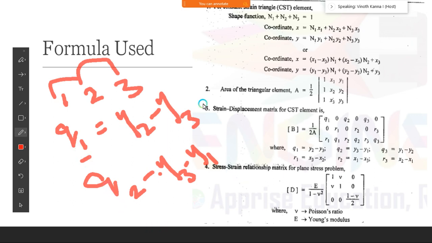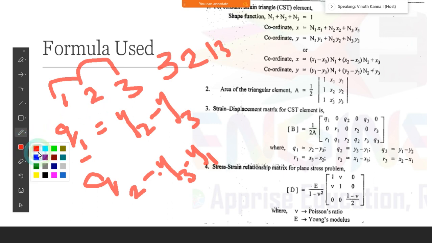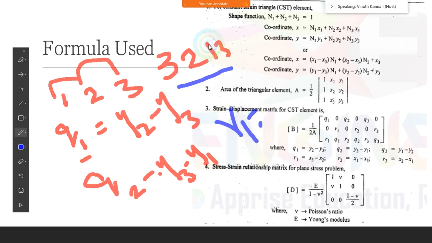Next you go with R1. So for R1, R2, R3, you need to reverse: you have to go with 3 2 1, again 3, like this. Then it is quite easy to mark up. So 3 2 1 you go now. First you have to find R1. So R1 value: 1 after 3, then 2, then after 3 comes 2, like this. So R1 is equal to x3 minus x2.